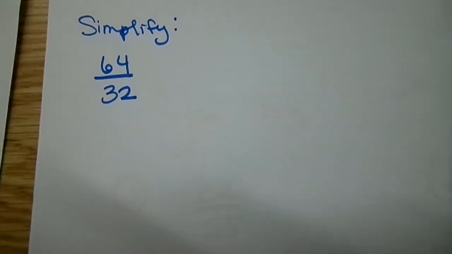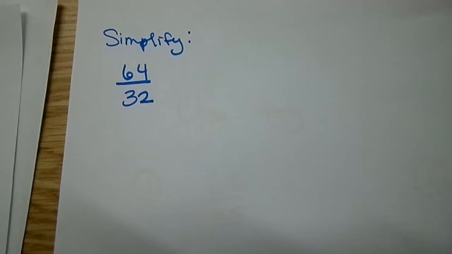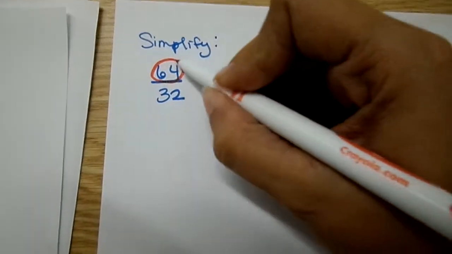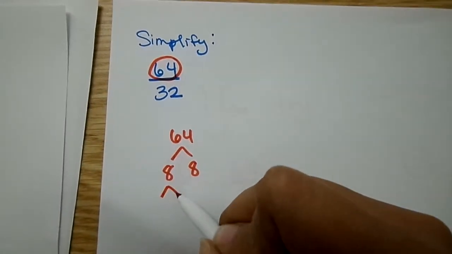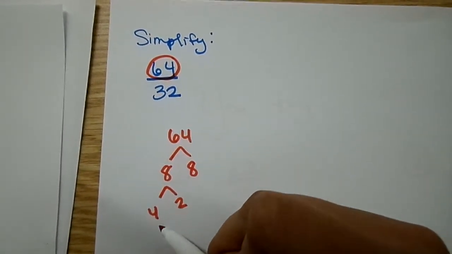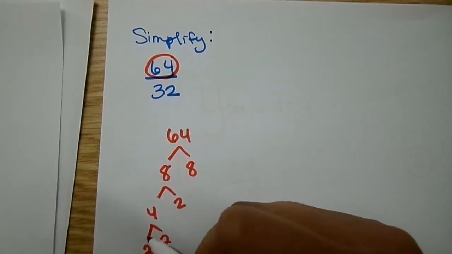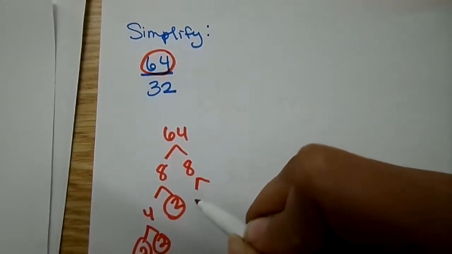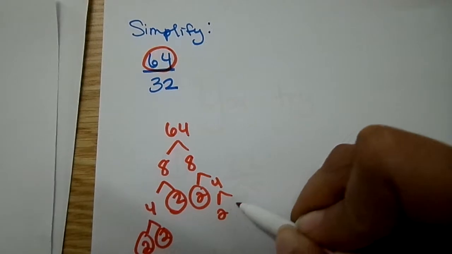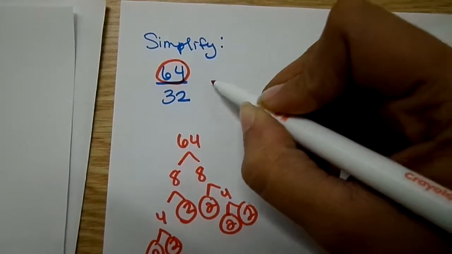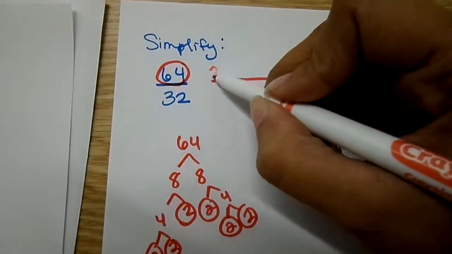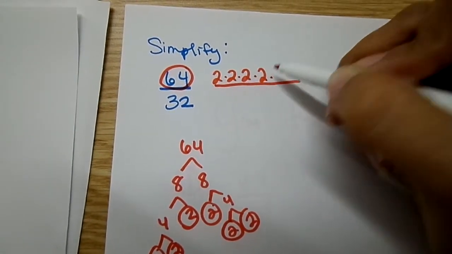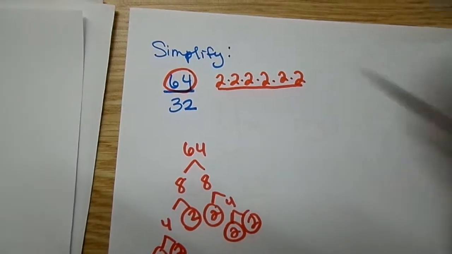Okay, last one we're going to do is 64 over 32. So I'm going to break down 64 as 8 times 8. And we already broke this number down, I think. Break down 8 is 4 times 2, and break down 4 is 2 times 2. I'm going to break this one down quickly because we already broke down 64 before. 2 times 2 times 2 times 2 times 2 times 2 is 64.